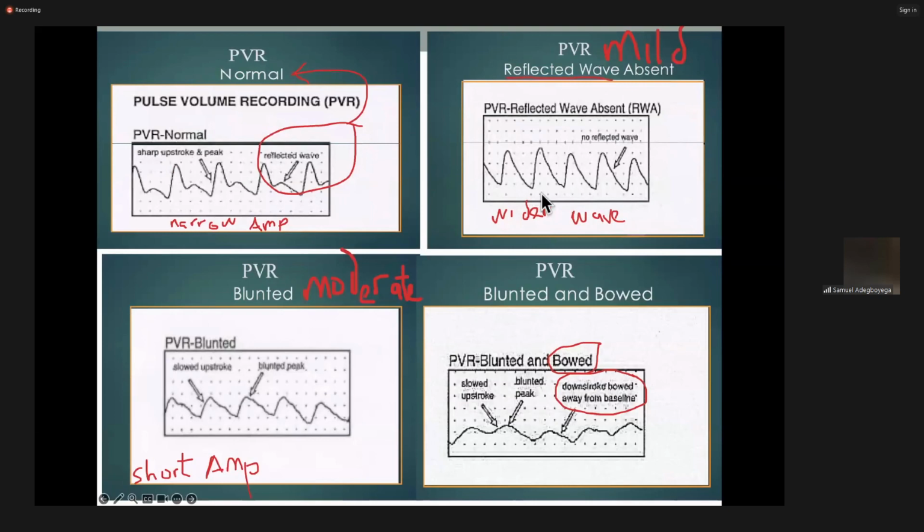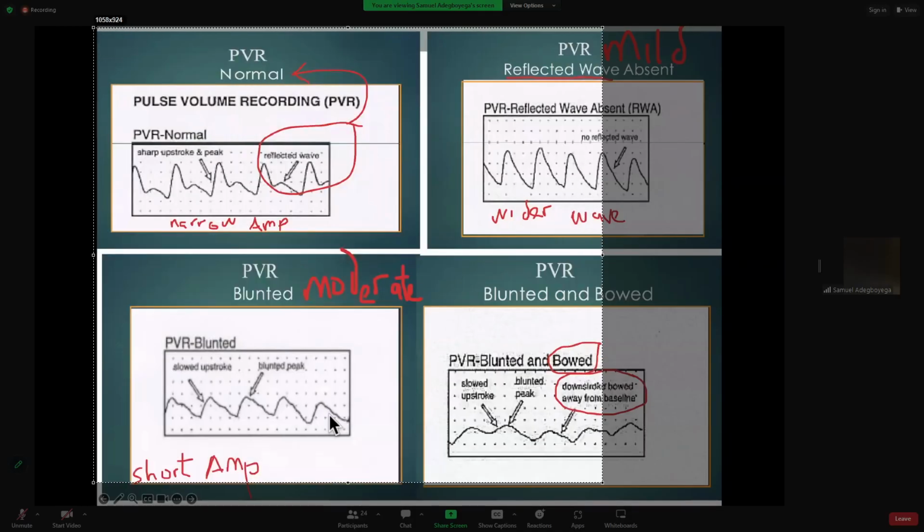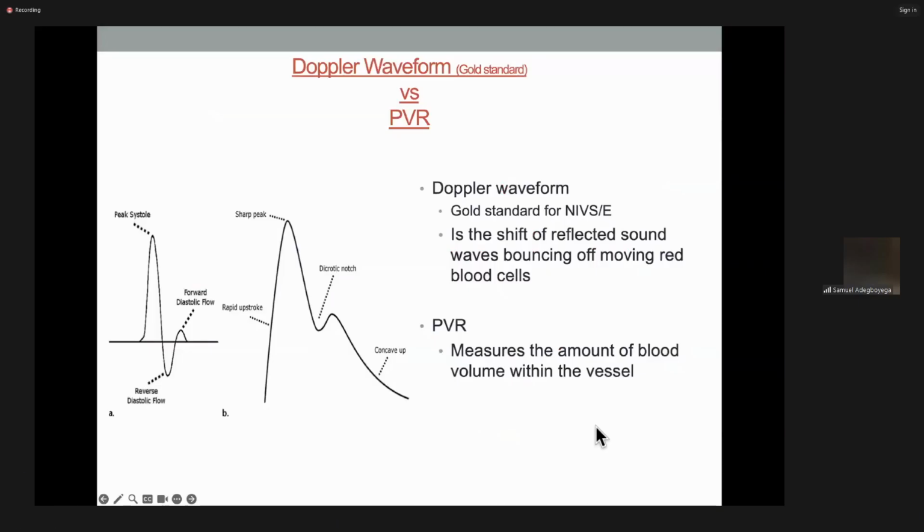This is what I was talking about. This is your PVR right here. You don't see the diastolic notch. If you don't see the diastolic notch, that means it's mild. If it's low and wider, that is moderate. If it's almost flat, that is severe.